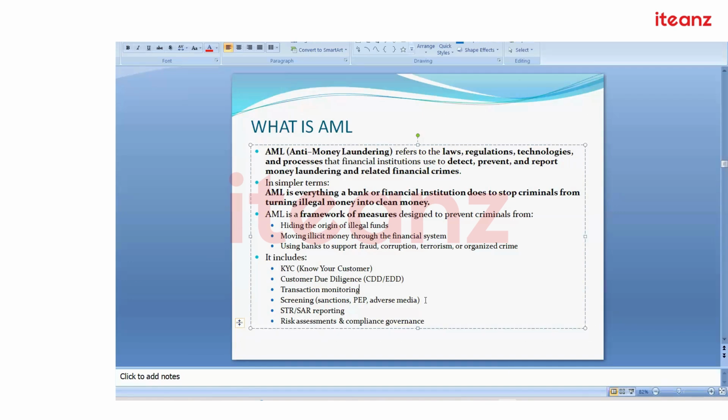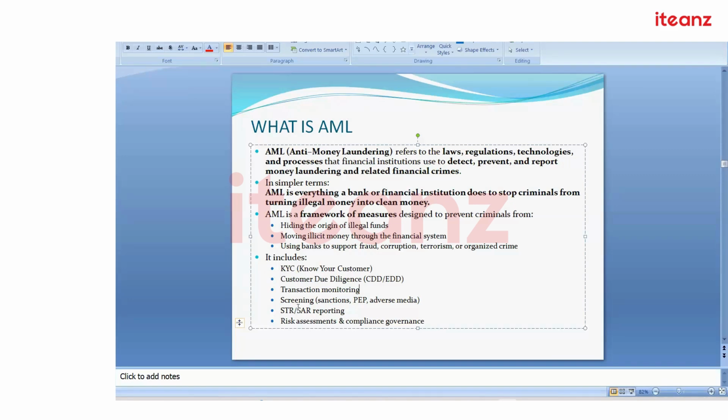Then they do screening. Screening is when you do KYC, at that time you are screening against his name, his address, his phone number, all those things. That is based on your customer. But there is another screening called transaction screening.